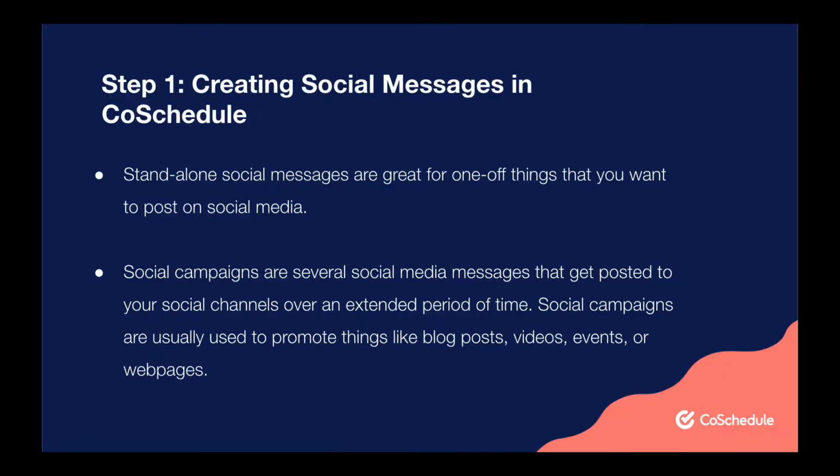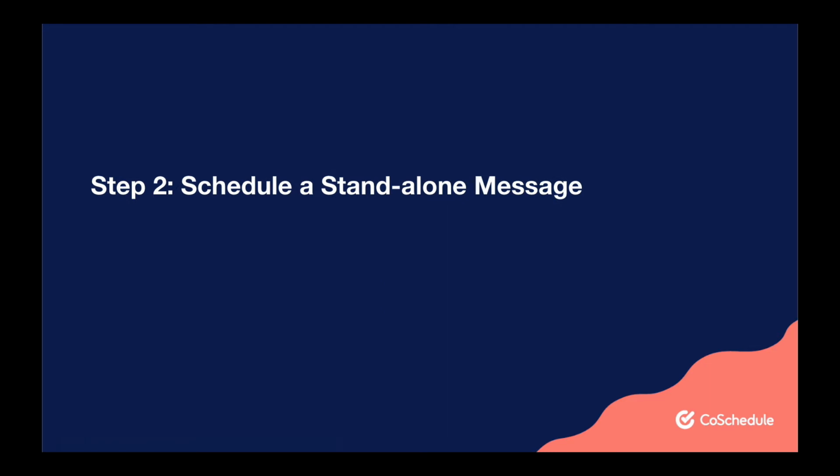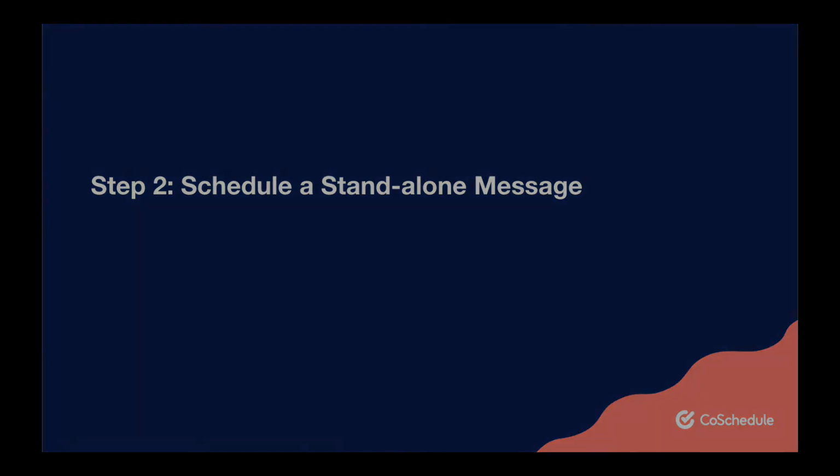The first step is to understand the different types of social messages that exist within CoSchedule. There's 2 different ways to schedule a social message in CoSchedule. You can do a standalone message, which is great for one-off things that you want to post on social media, or you can do a social media campaign, which includes several social messages that get posted to your social channels over an extended period of time. Social campaigns are usually used to promote things like blog posts, videos, events, or web pages. So let's get started by scheduling one of those standalone social media messages.